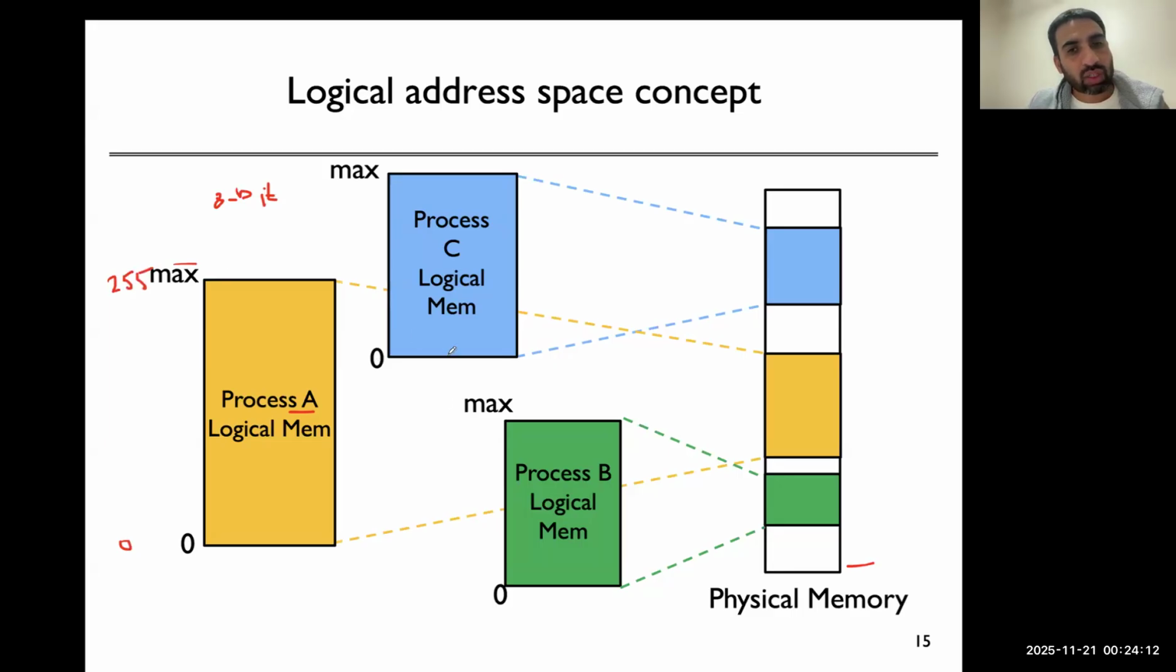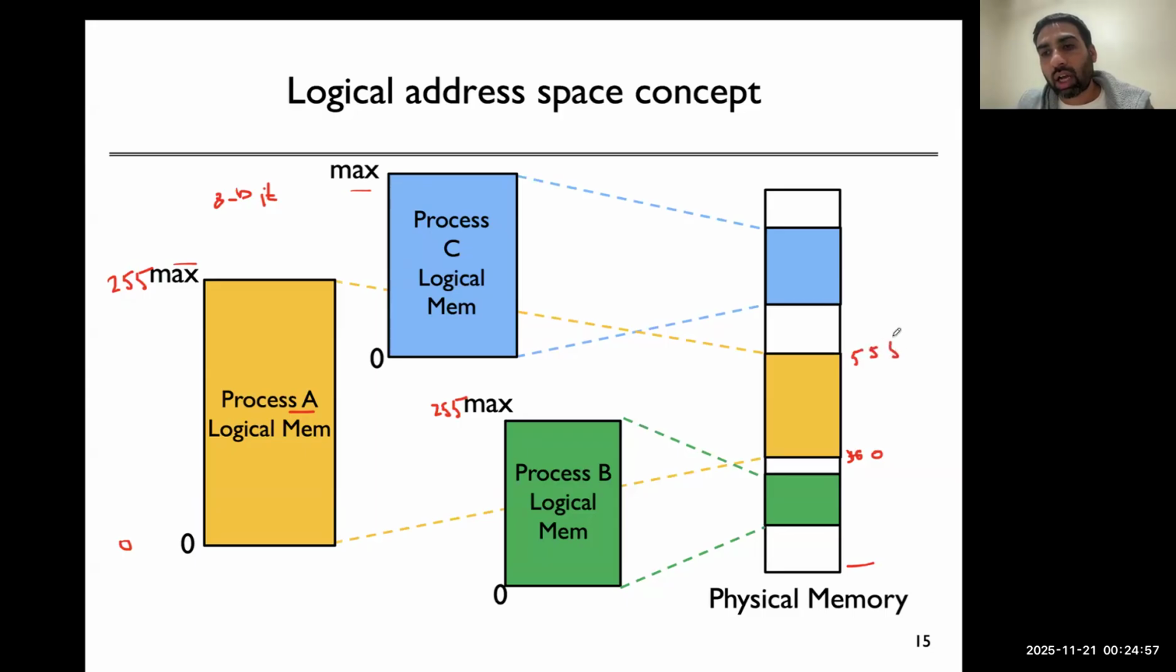So all of them, process A, B, and C, will be generating addresses within the range 0 to 255. Any address will be within this range, and same for C. These are the logical addresses. Now, if physical address is separate from logical address, then it gives us the flexibility to map, for example, the logical addresses generated by process A from 0 to 255 to an address range, let's say 300 to 555.